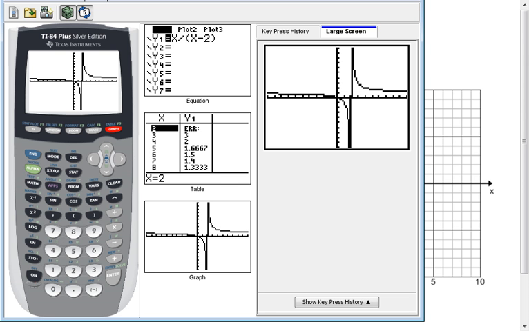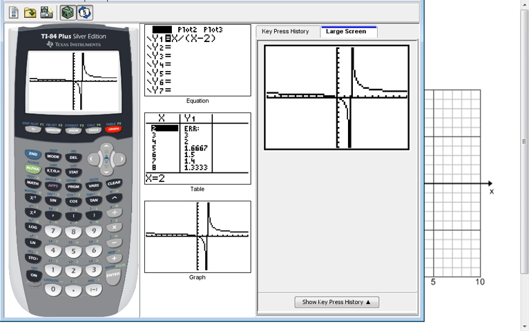Your graphs sometimes become sort of pixelated. If your screen does not look the same as mine here, I want you to press zoom 6, and that hopefully will help you. You also might need to turn your stats plots off. So you might need to go second, y equals, number 4, enter. Try those two things if your calculator's not working. Then to get your screen the same as mine, try zoom 6. Okay, and hopefully your graph will look like mine.